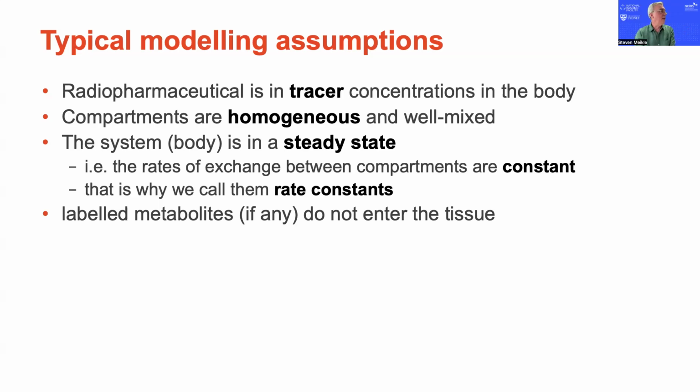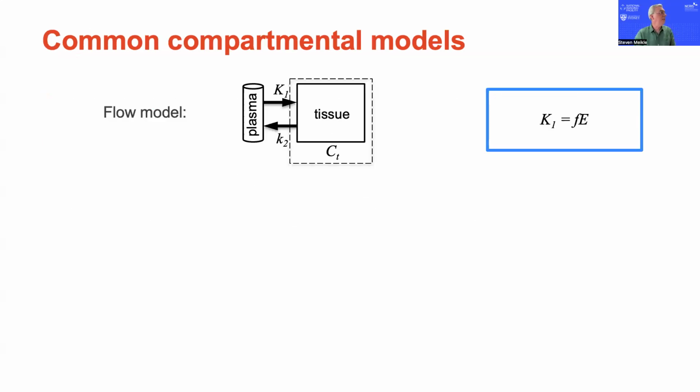So what that means is the rates of exchange between the compartments in our model are going to be constant, and that's why we call them rate constants. And then the final assumption is that if there are any labelled metabolites of our radiopharmaceutical, we assume that they're going to accumulate in some other organ that we're not studying. And they will, of course, potentially accumulate in the blood, so we might have to take that into account, but we assume that they don't re-enter the tissue that we're imaging. So those are just some of the common assumptions.